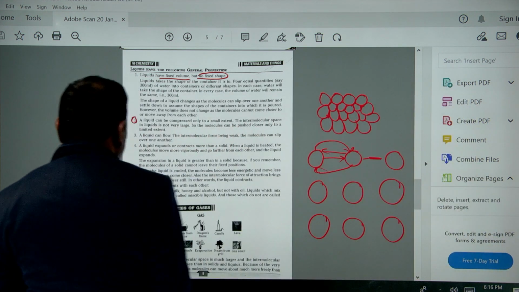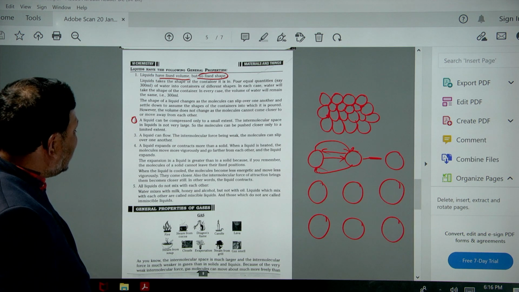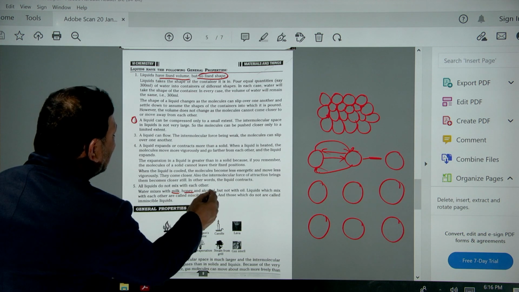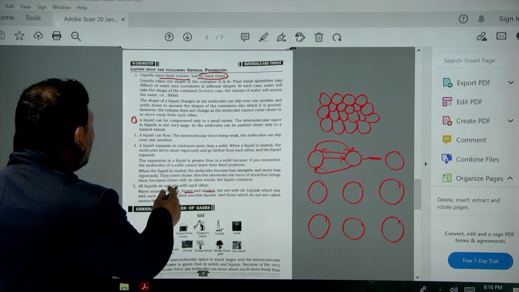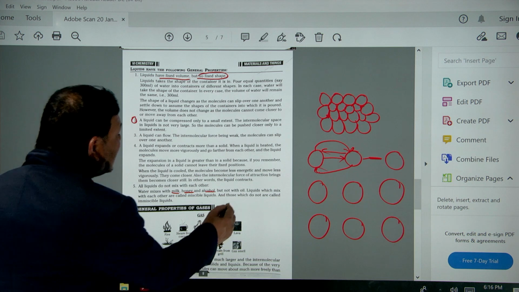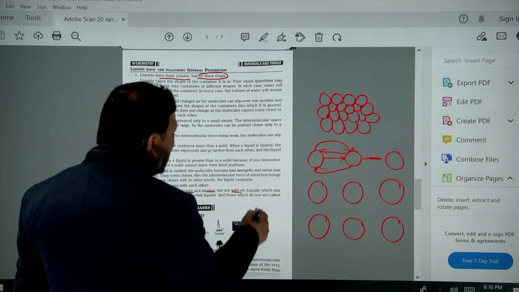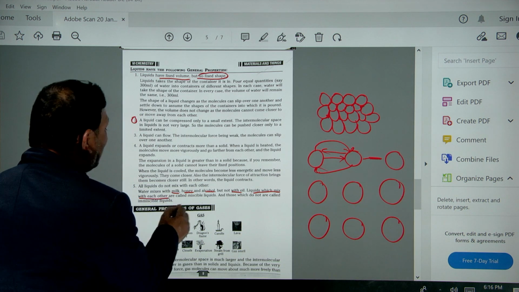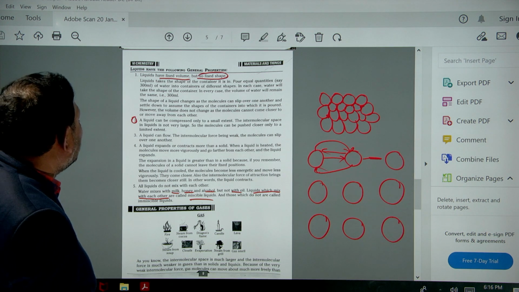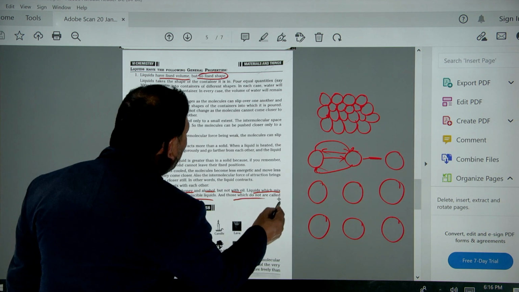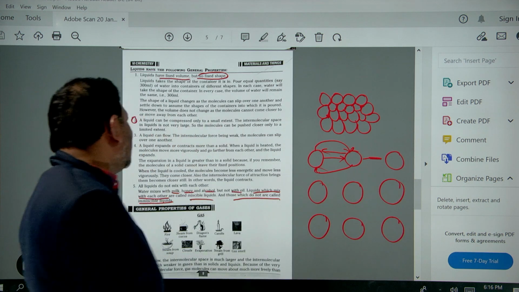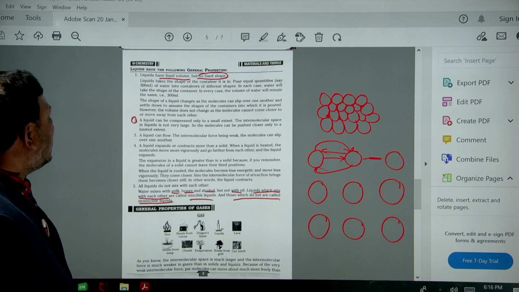Next, last point: all liquids do not mix with each other. For example, water mixes with milk, honey and alcohol, but not with oil. Liquids which mix with each other are called miscible liquids, and those which do not are called immiscible liquids. That is the new point. Immiscible liquids means what? Liquids which do not mix with water.